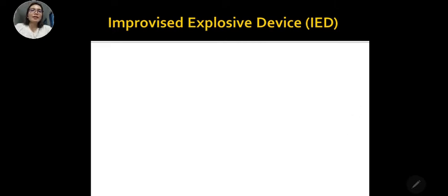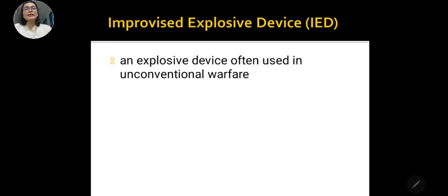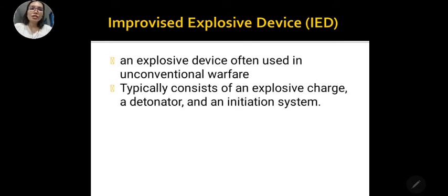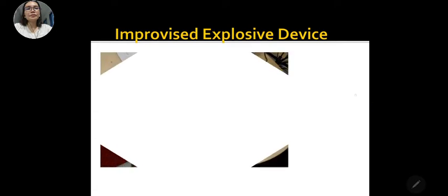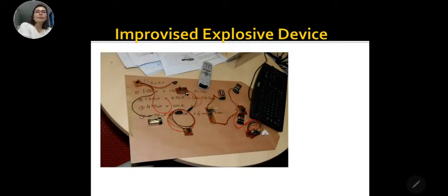So, meron tayong mga tinatawag na improvised explosive devices or usually yung mga na-observe sa mga explosion. This is an explosive device often used in unconventional warfare. It typically consists of an explosive charge, detonator, and an initiation system. So that is an example of a setup of an IED or improvised explosive device.